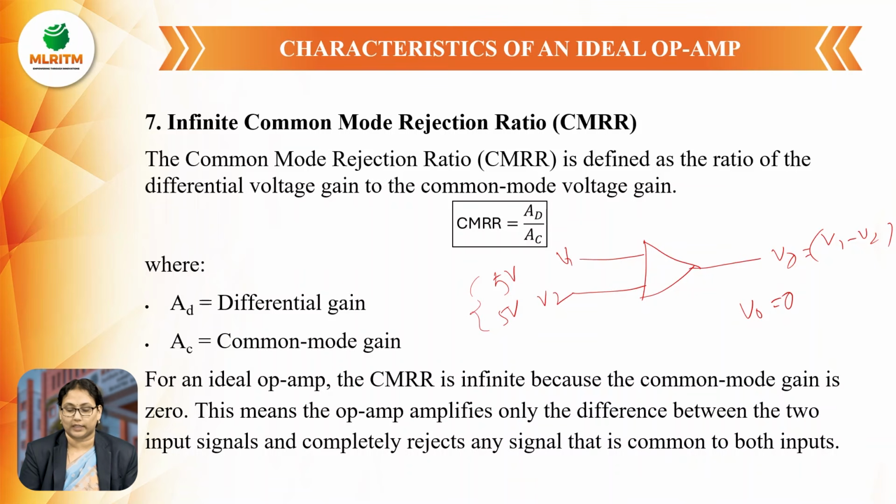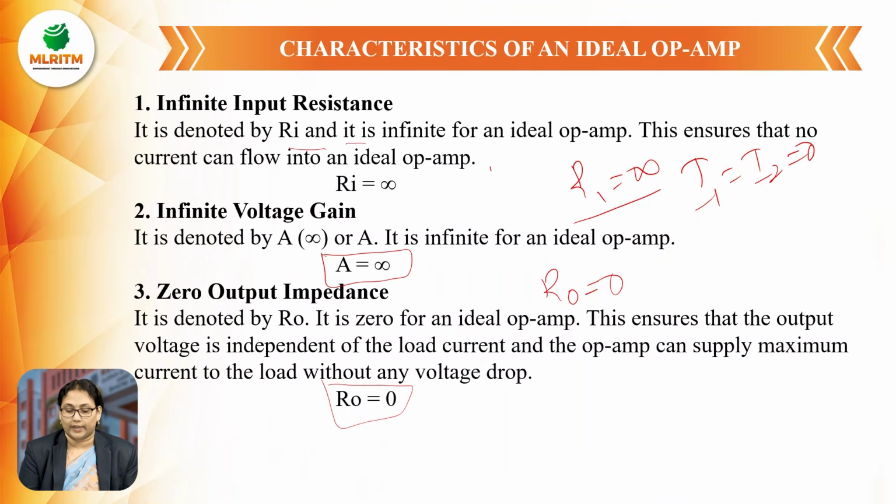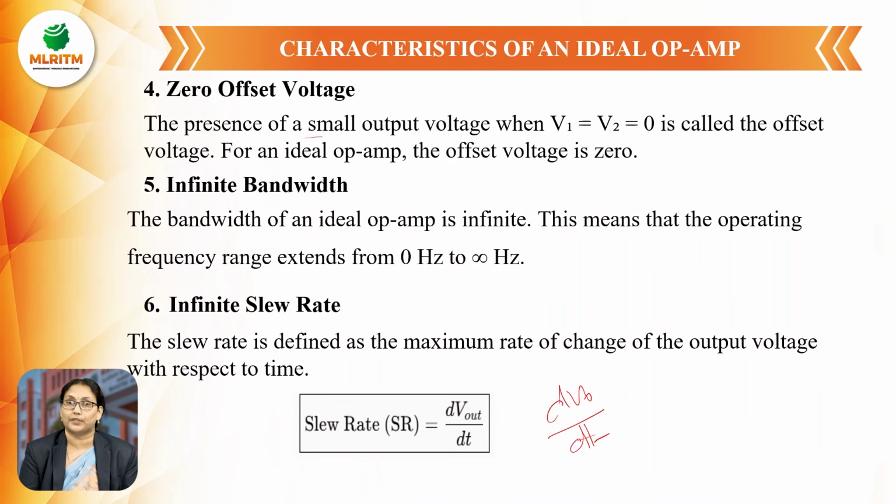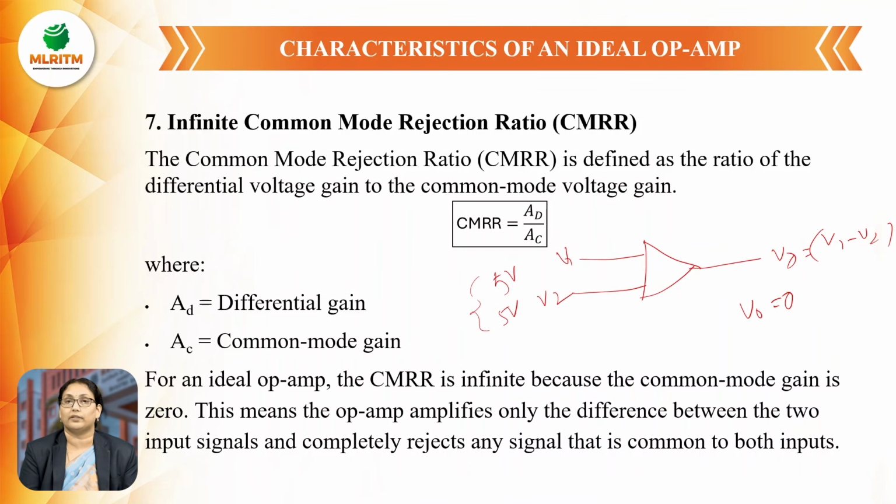These are the characteristics of the ideal operational amplifier. First one is infinite input impedance, infinite voltage gain, zero output impedance, zero offset voltage, infinite bandwidth, infinite slew rate, and infinite common mode rejection ratio. Except the output impedance, all the factors are infinity for the operational amplifier.